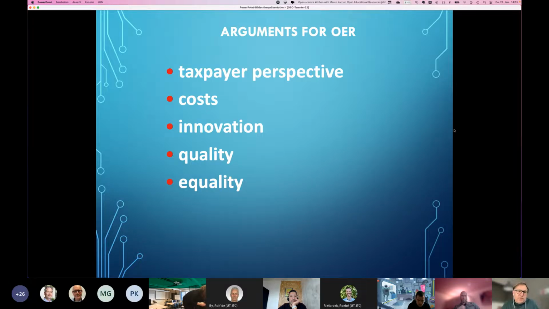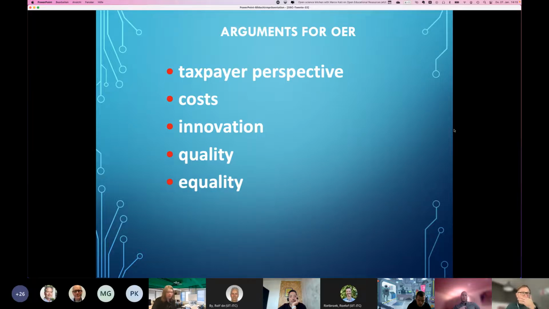Why should they produce closed resources which are actually published with publishers and so on? So fair enough. There was always an assumption of costs, of course, economical dimensions, that you would have less costs if we would build on the work of each other.